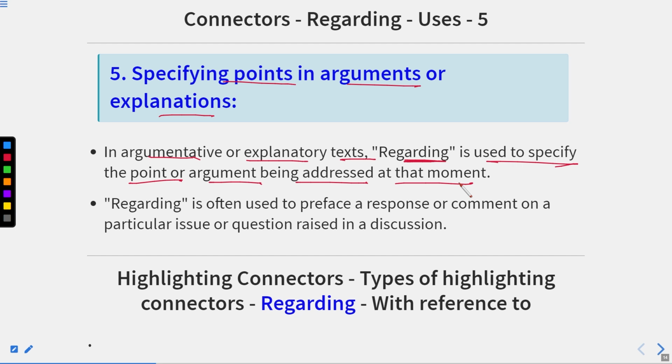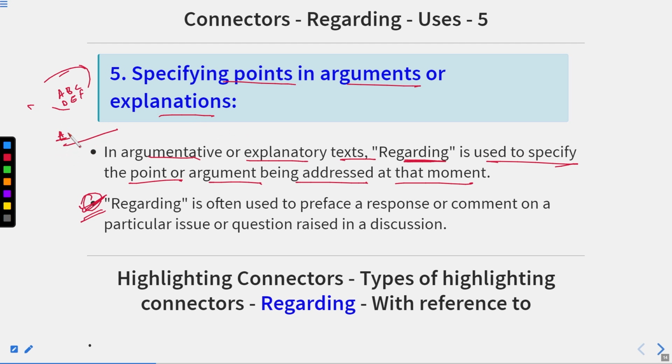Regarding is often used to preface a response or comment on a particular issue or question raised in the discussion. Now this is very, very important. Suppose something has been talked about in a particular meeting. Suppose there is a meeting of A, B, C, D, E, F, these 6 persons. Now the meeting is over. After that, A can say in a further meeting that whatever conversation they had in the last meeting, he is saying all this according to that.